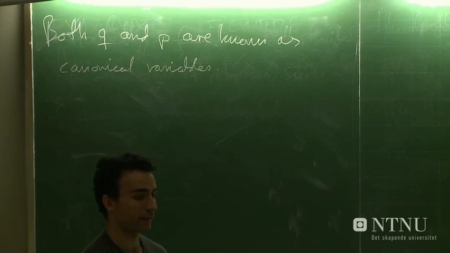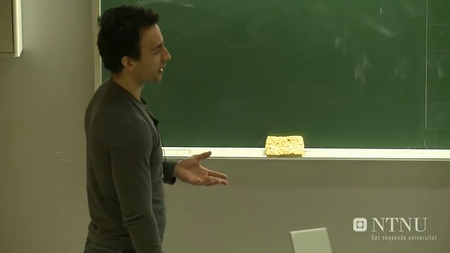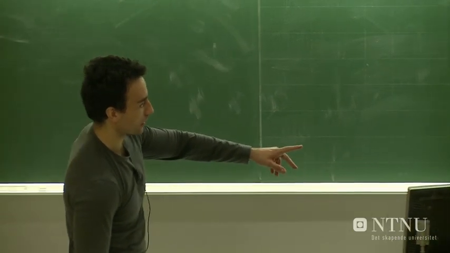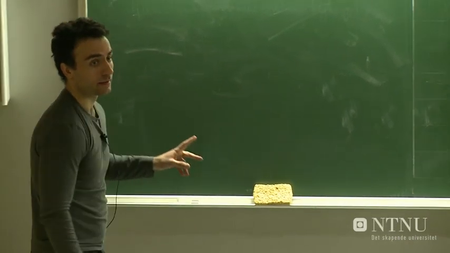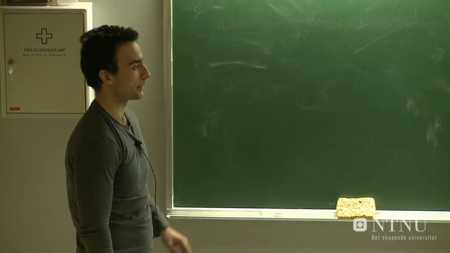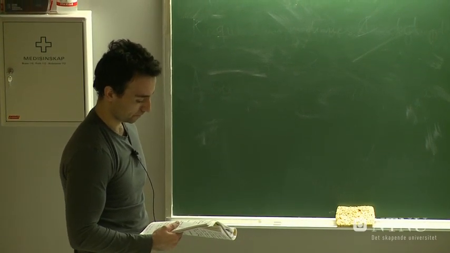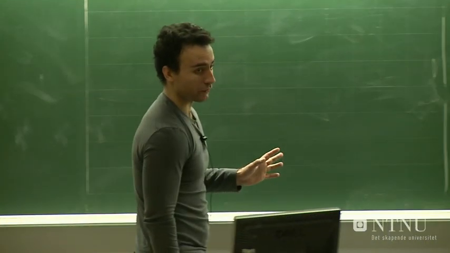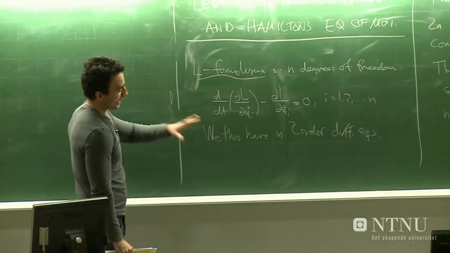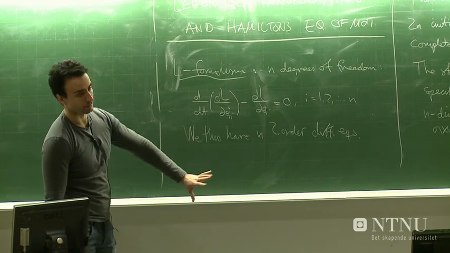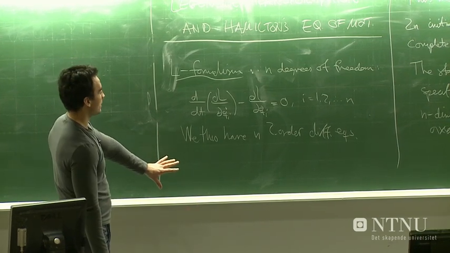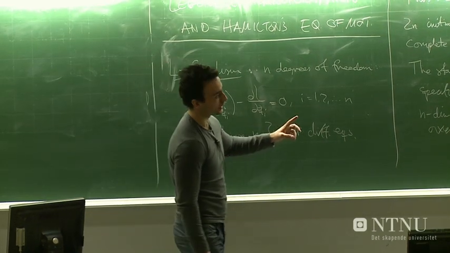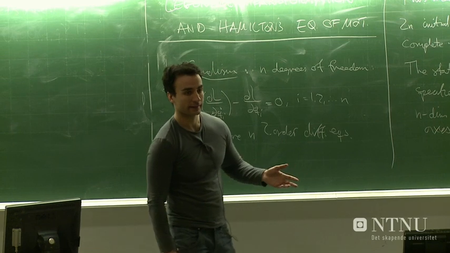Both q and p are known as canonical variables. So p is the canonical momentum, and q here is the canonical position variable or coordinate. Okay, let's have a look at what we have so far. We have 2n initial conditions in both cases, but the main difference is we have n second-order differential equations compared to 2n first-order differential equations.